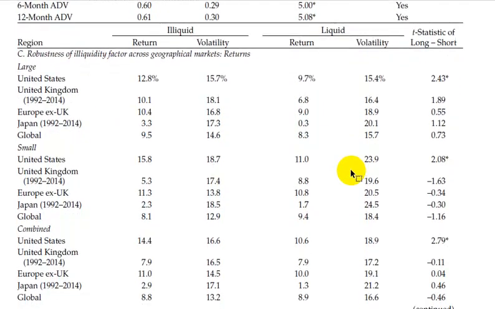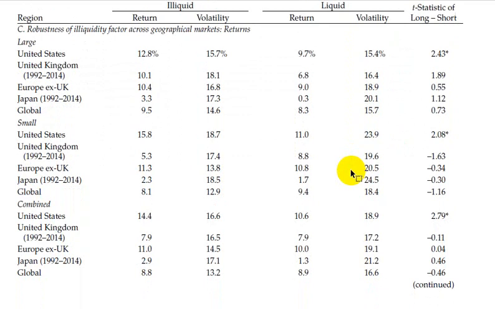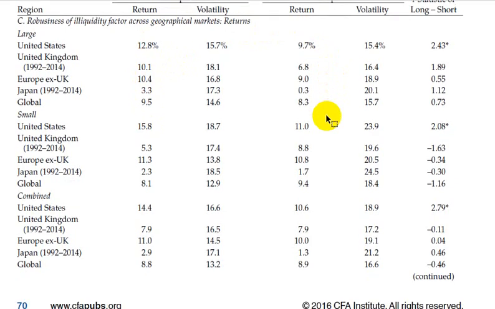In an international perspective, it doesn't really turn out to be the case. We see in the US it worked out, but in the UK, ex-UK, Europe, Japan, and globally, the T statistics aren't significant, so we can't really conclude that investing in illiquid stocks outperforms liquid stocks.